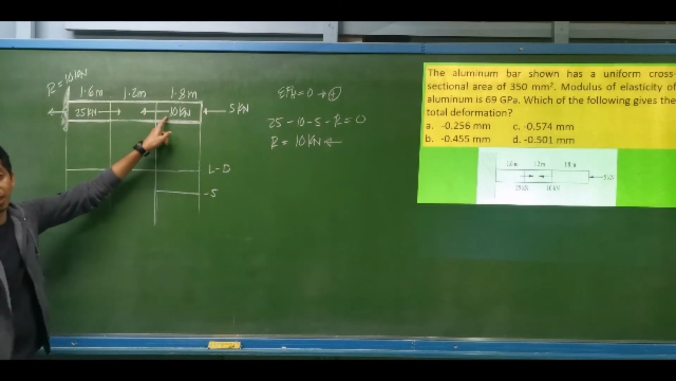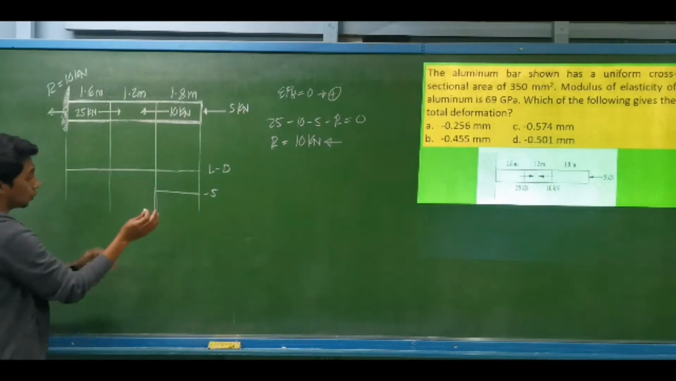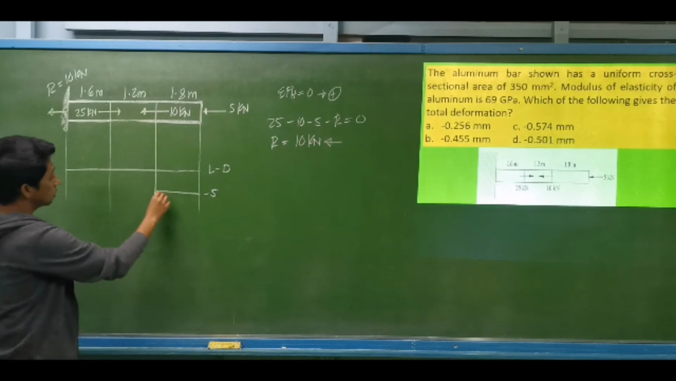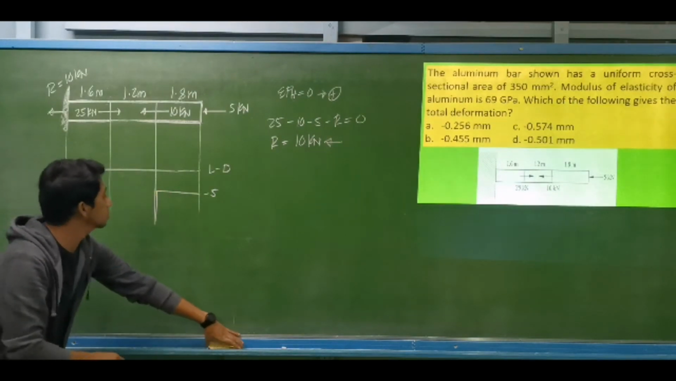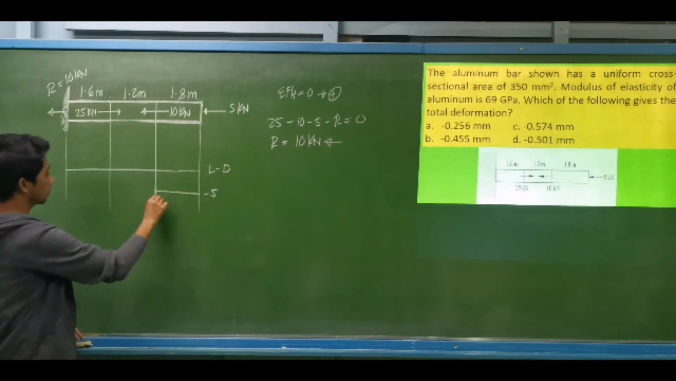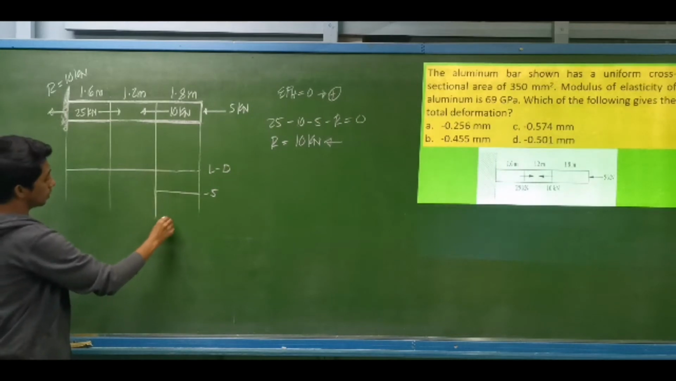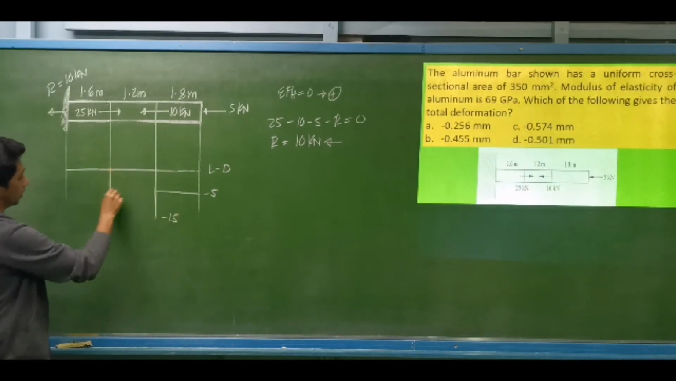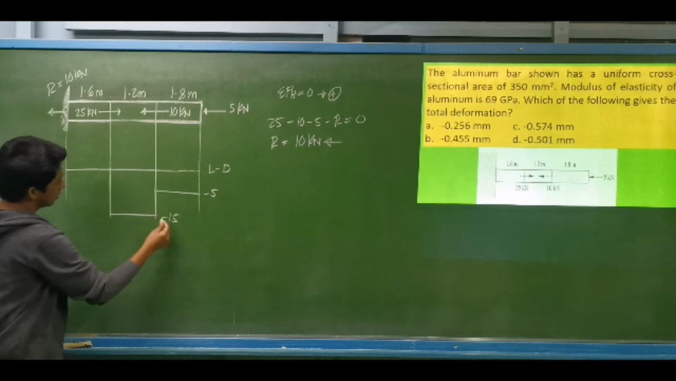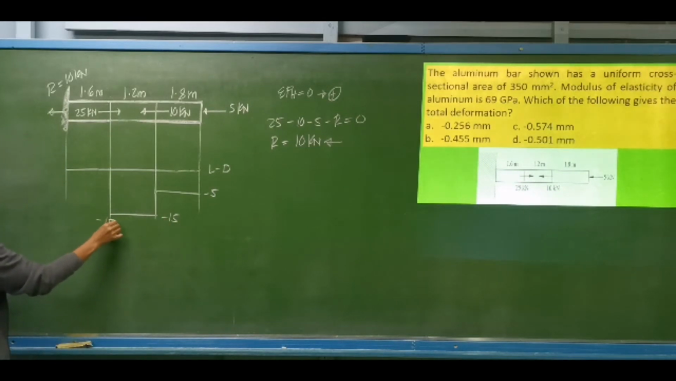Negative 5, the same direction as the 10 kilonewtons. So we add the two. That is negative 5 plus negative 10. Okay, we'll be having a magnitude of negative 15. Okay, so this is negative 15.